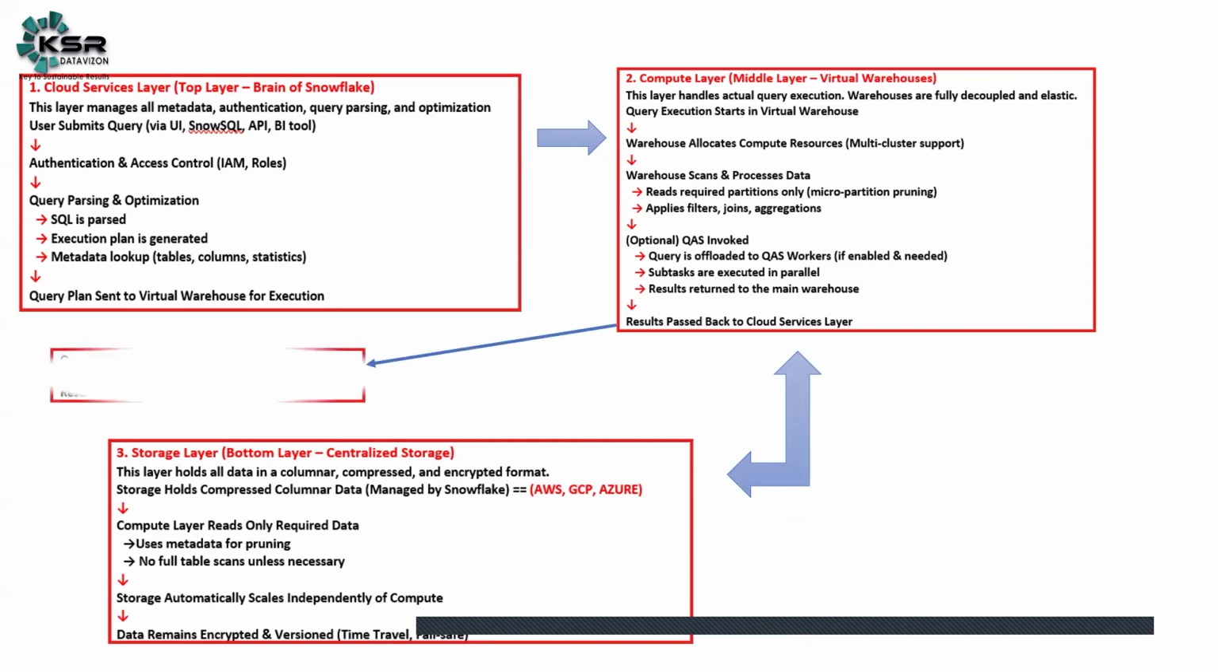Once it's done, it communicates back to the cloud service layer that this query has been executed, and you can cache this result so that the next time the same query is executed, we can view the results from the cache. How caching works, we'll see later. But for now, this is the main understanding we got from our Snowflake architecture.